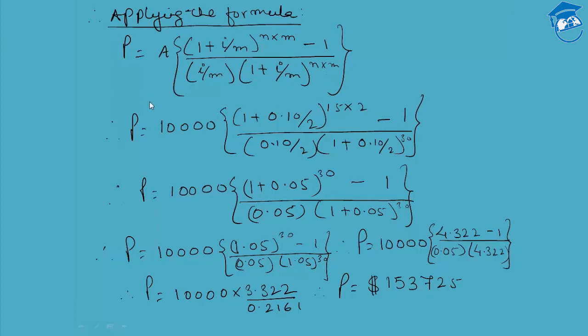So putting the variables at the respective places in this entire mother formula, we get P is equal to annuity. The amount of annuity is 10,000. We are required to calculate the present value of annuity. Therefore, present value is equal to 10,000 within curly brackets 1 plus 0.10 by 2 raised to the power 30, that is 15 into 2, minus 1 within curly brackets, upon 0.10 by 2 bracket close, again within bracket 1 plus 0.10 by 2 raised to the power 30.